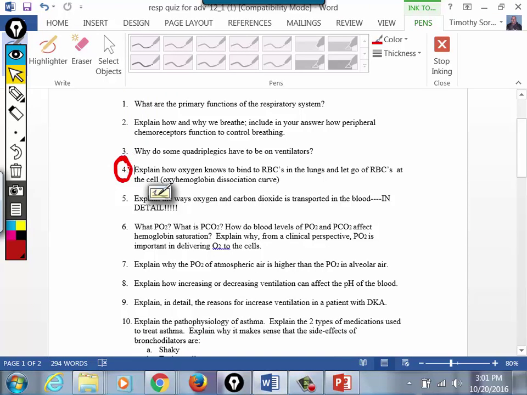That explains how oxygen knows to bind to hemoglobin in the lungs and then let go when it gets down to the cell. Now, it doesn't completely explain the oxyhemoglobin dissociation curve, which I'm going to explain to you right now. No, I just explained how oxygen knows to bind to red blood cells in the lungs and let go of the red blood cell at the cell.